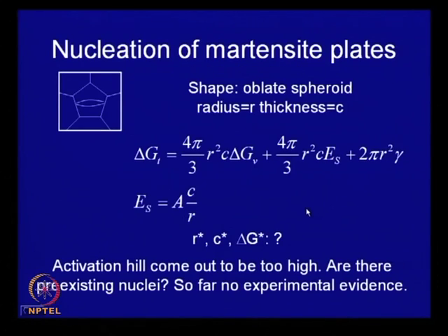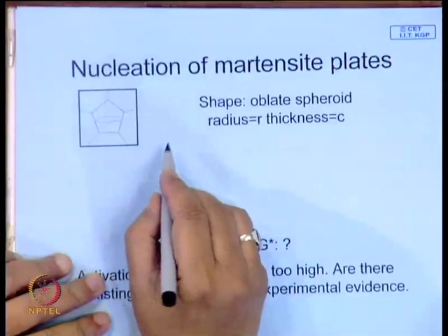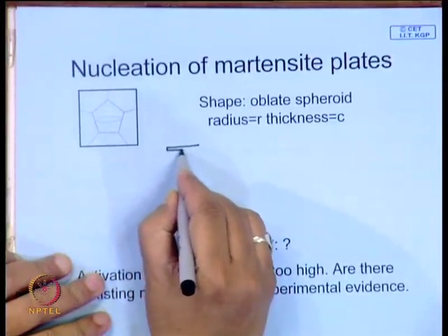Now, here if you try and apply exactly the same concept of the nucleation process, you can assume the shape of the nucleus of a martensite plate to be an oblate spheroid. It has a radius, say radius r and thickness c. So, you can think of a thin plate, something like this is a thin plate.